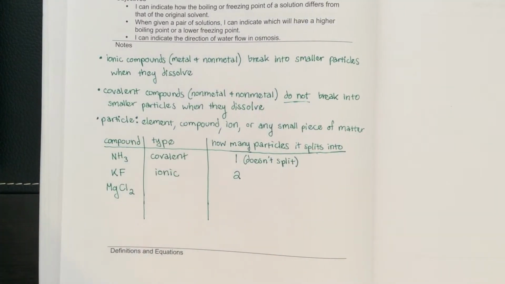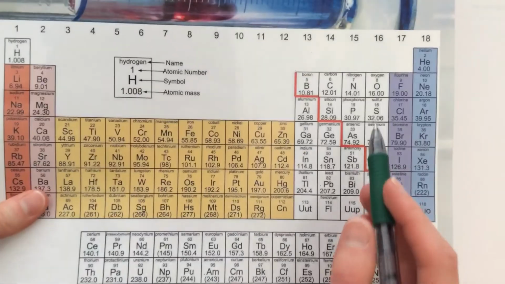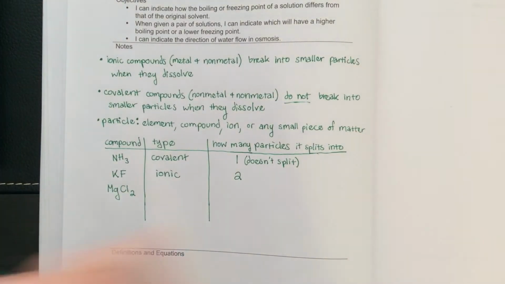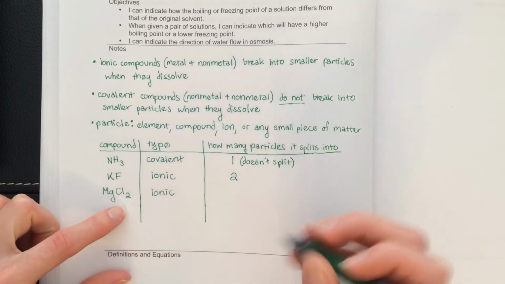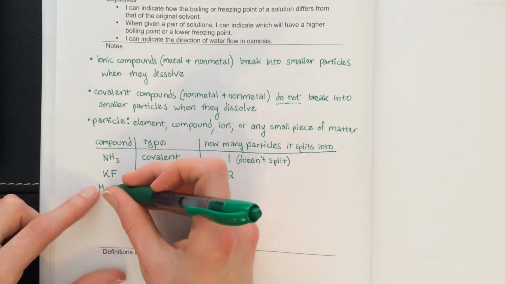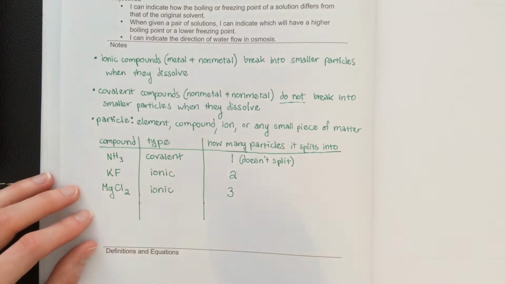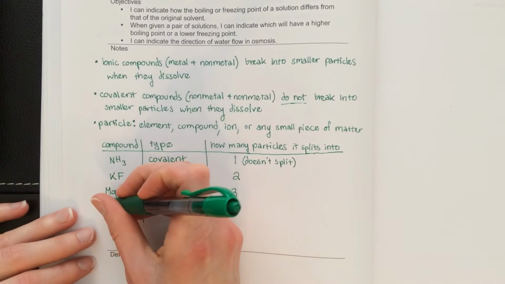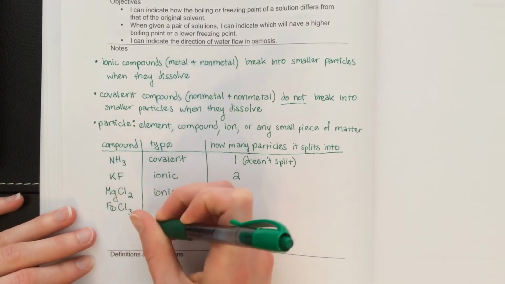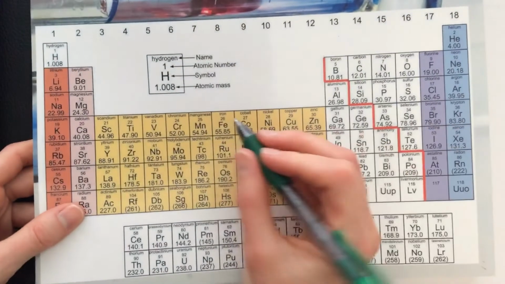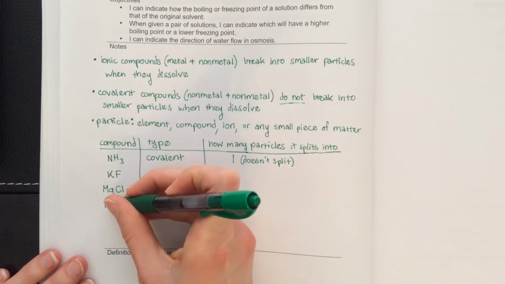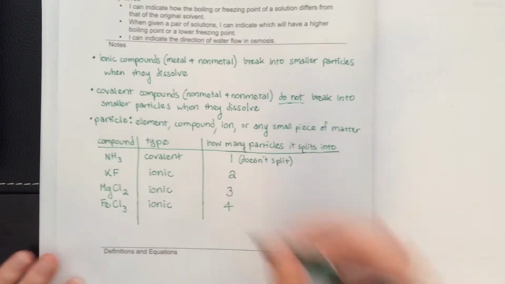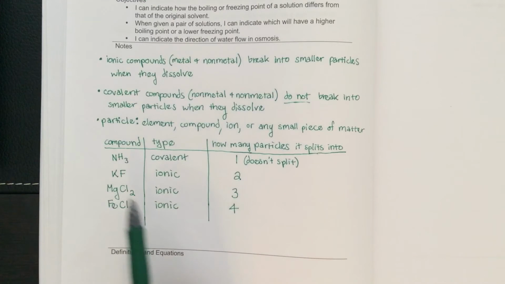MgCl2. Okay, so Mg is a metal, Cl is a nonmetal, so we know this is ionic. And we've got 1 magnesium and 2 chlorides, so it's going to split into 3, because that's 1, 2, 3 atoms. That's going to split into 3 particles. Let's look at FeCl3. Fe is a metal, Cl is a nonmetal, so this is ionic again. And this one is going to split into 1, 2, 3, 4 particles. All right, so again, you just count the number of atoms, that's the number of particles.